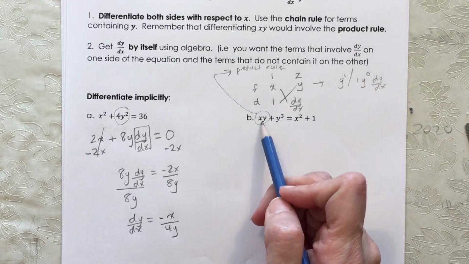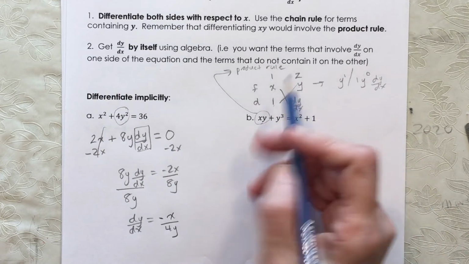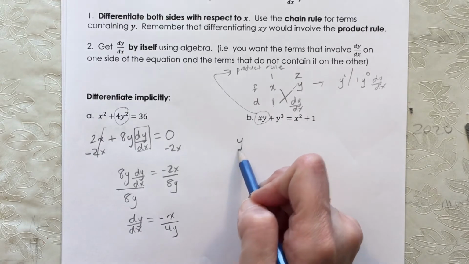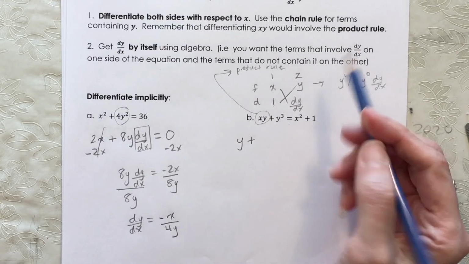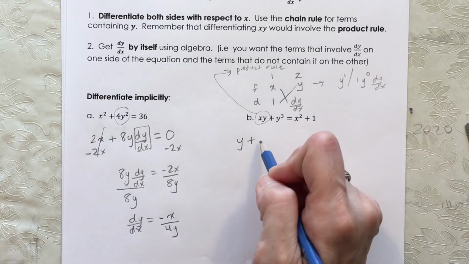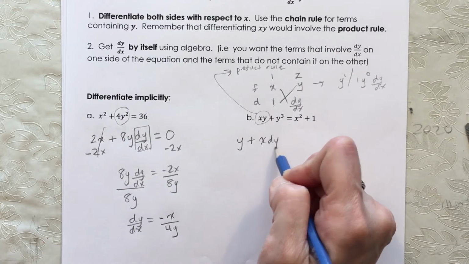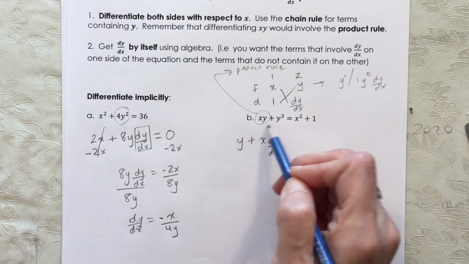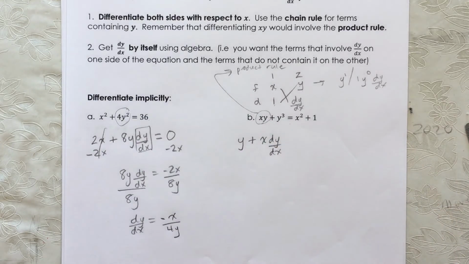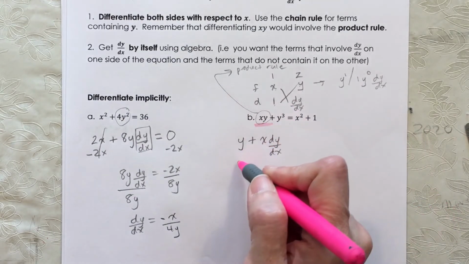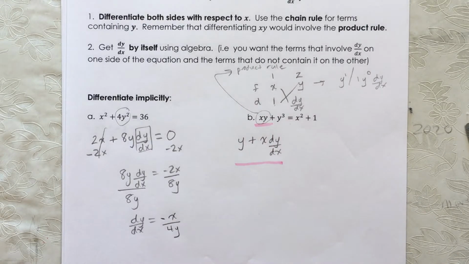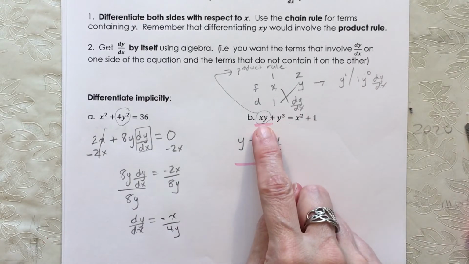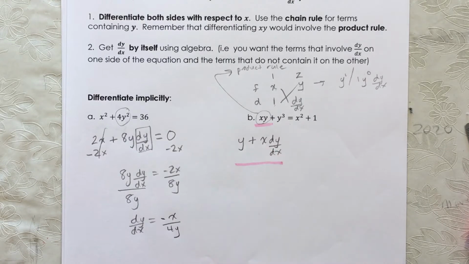Okay, so according to the product rule, derivative of the first times the second, so 1 times y is y, plus the first times the derivative of the second, so that's x times dy by dx. So that's this part here. They correspond, so the derivative of x times y is y plus x times dy by dx.